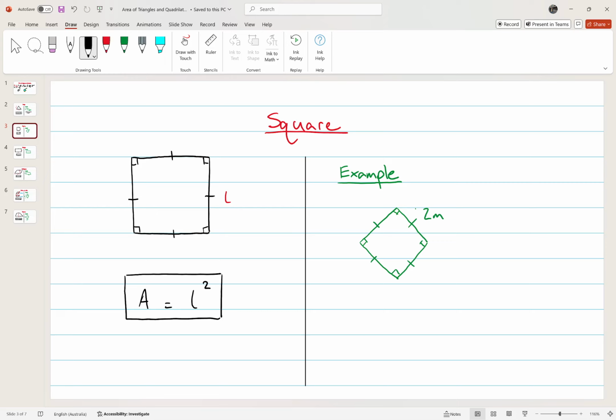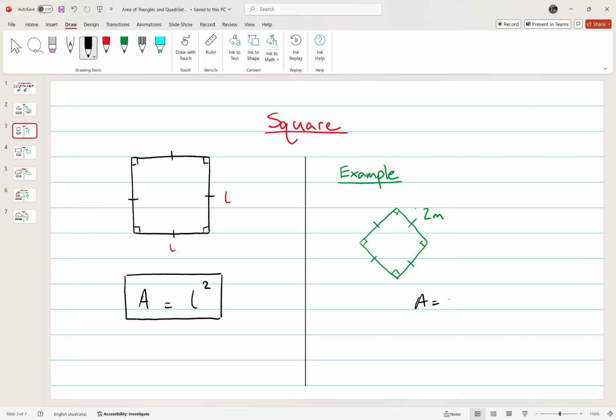Next one, probably the easiest shape there is, the square. And as we know, a square is where all four sides are equal and all four angles are 90 degrees. And so we just do the length squared. So if that's the length, that means that's also the length. And the way we find that is we would do length times length, which is length squared. So in this example here, although it might look like a diamond or whatever shape you might want to call it, at the end of the day, all four sides are equal and all four angles are 90 degrees. So it's just a square that's been rotated a little bit.